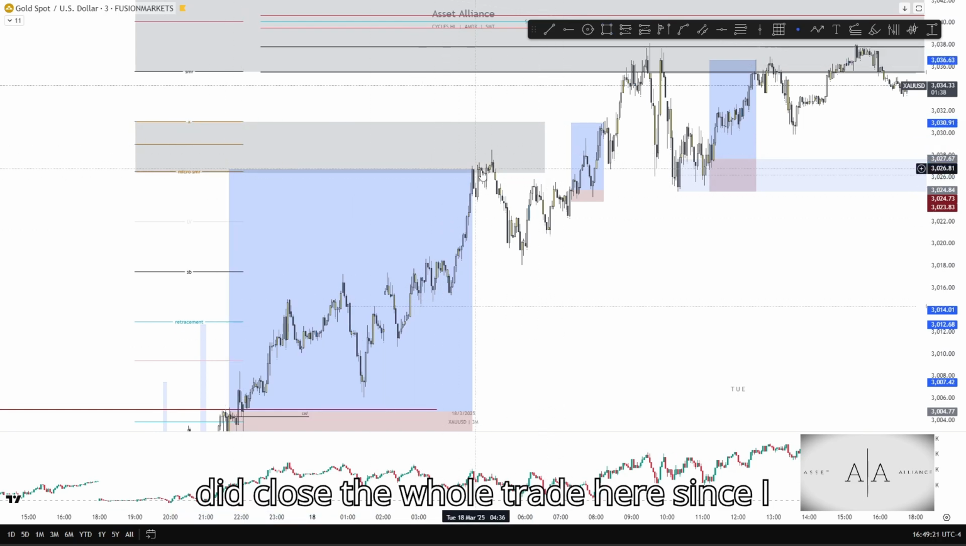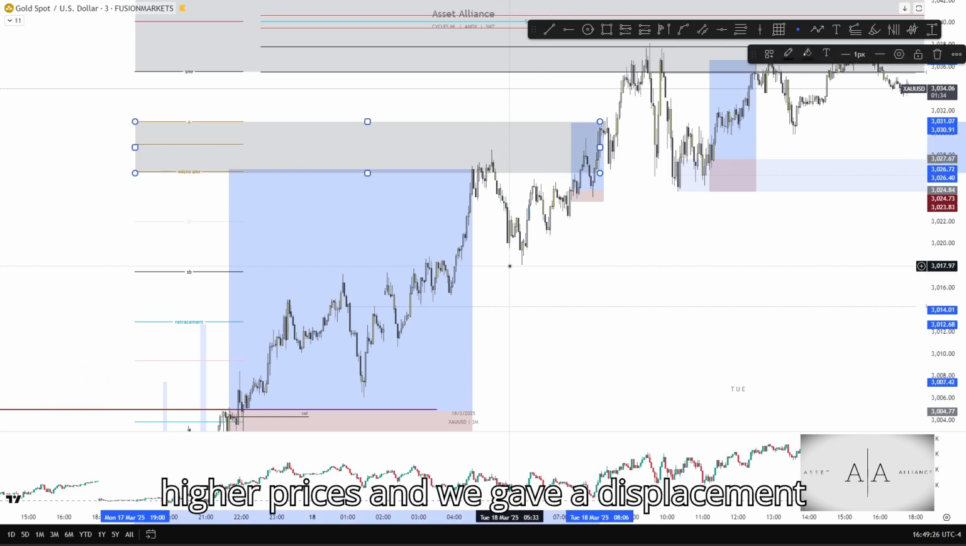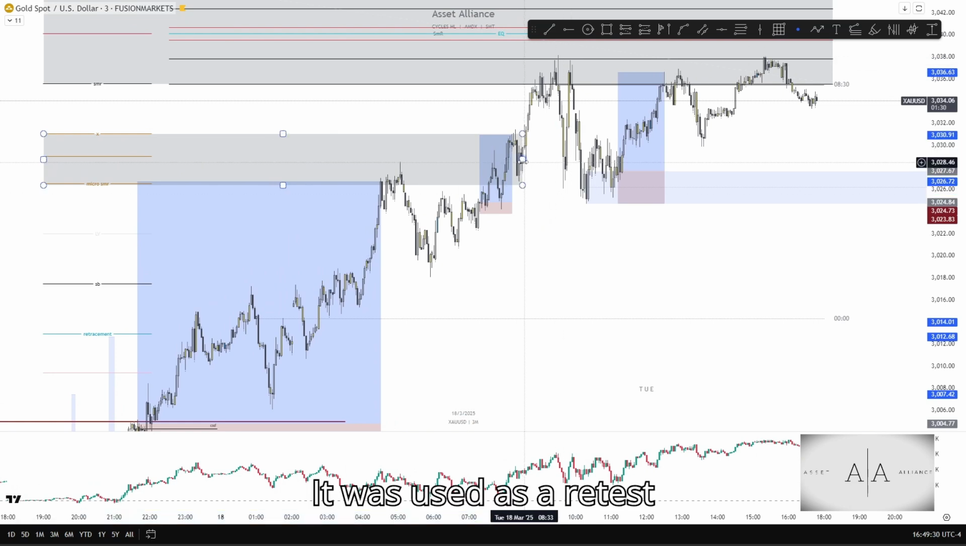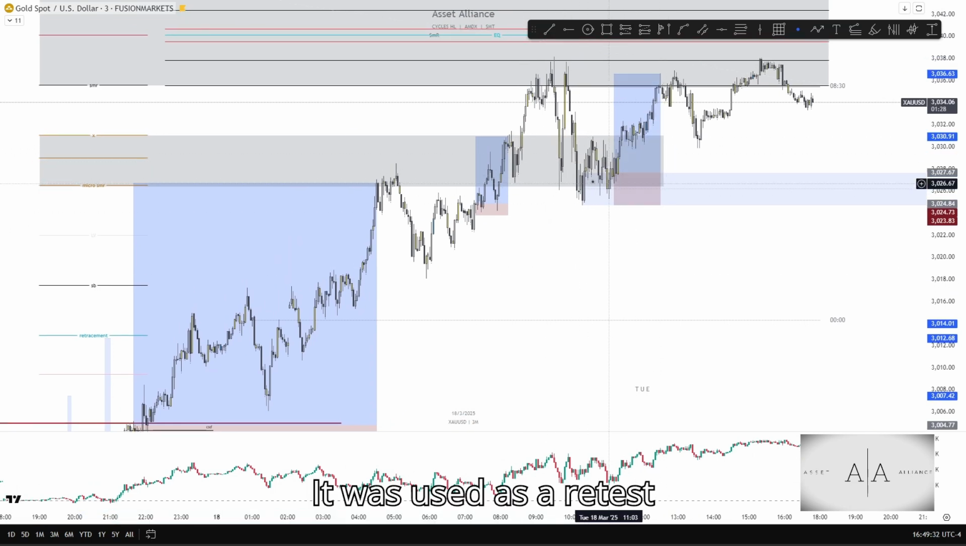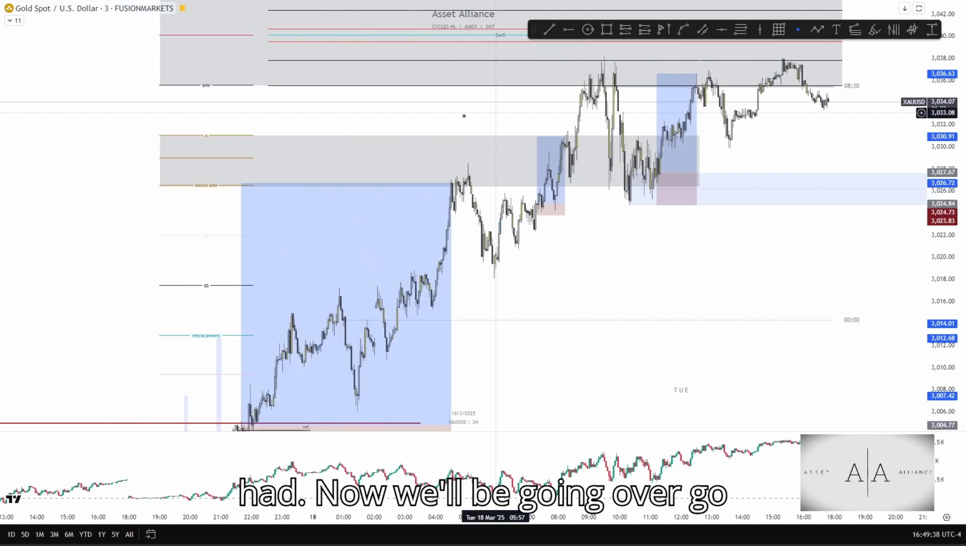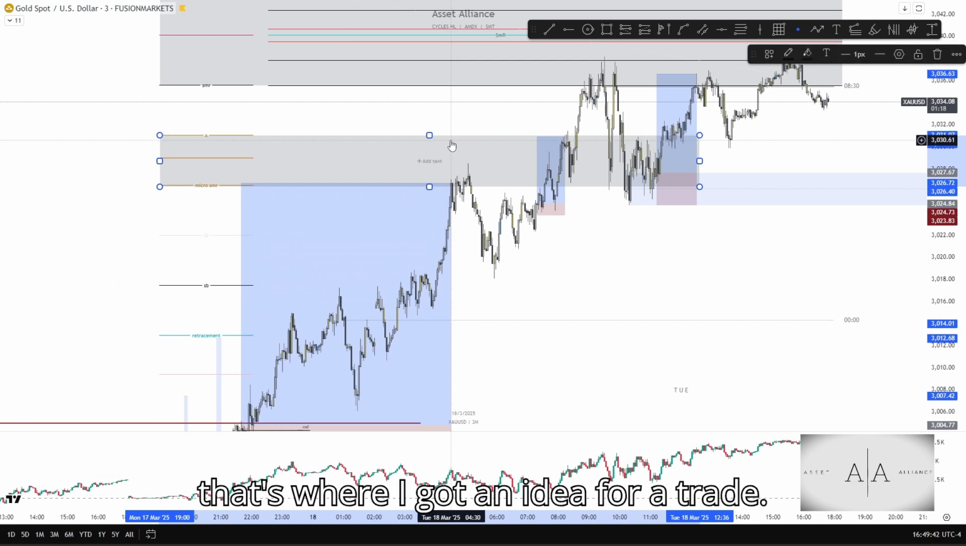I did close the whole trade here since I really thought it wasn't going to go for higher prices, and we gave out a displacement lower. It was used as a retest, right? So retested here. We'll be going over a go back after that, but pretty much that's where I got an idea for a trade.